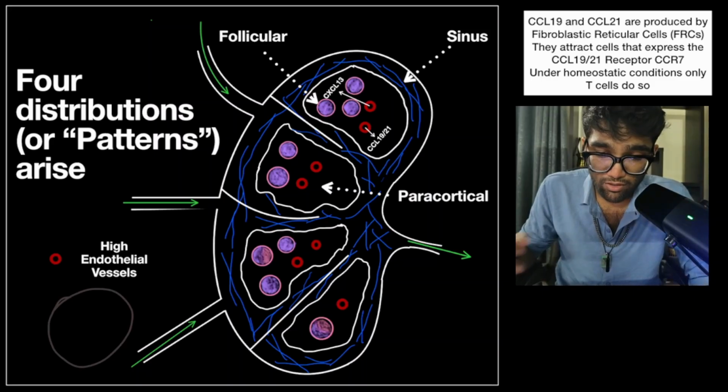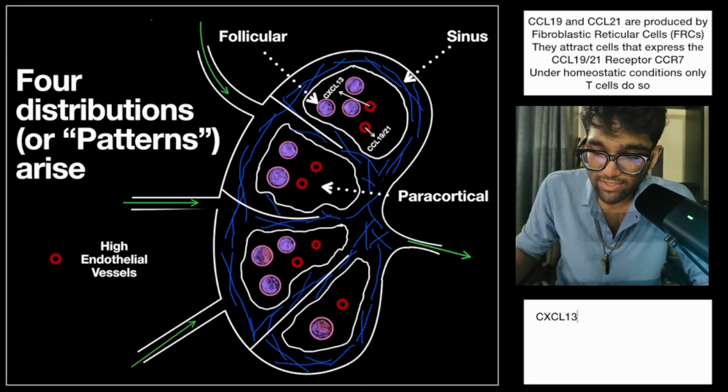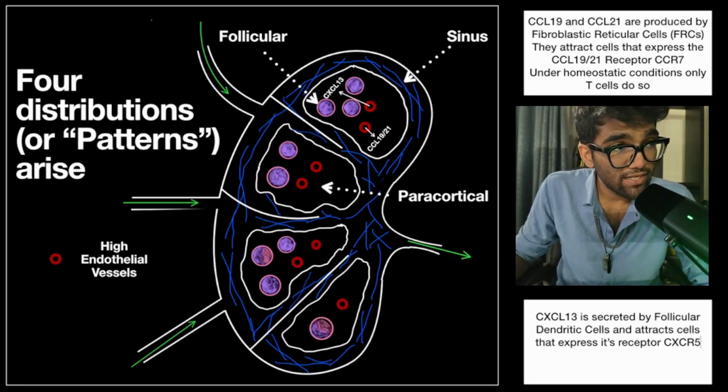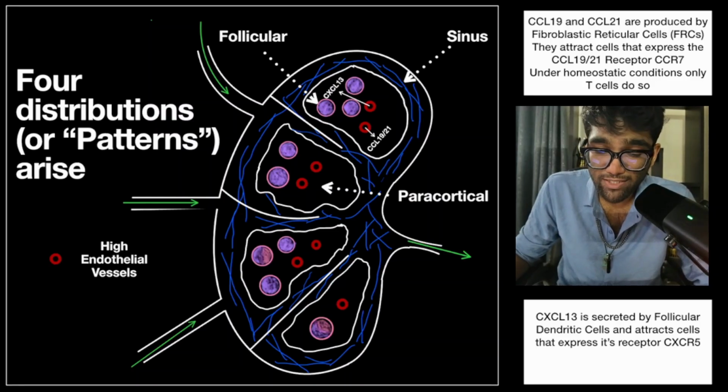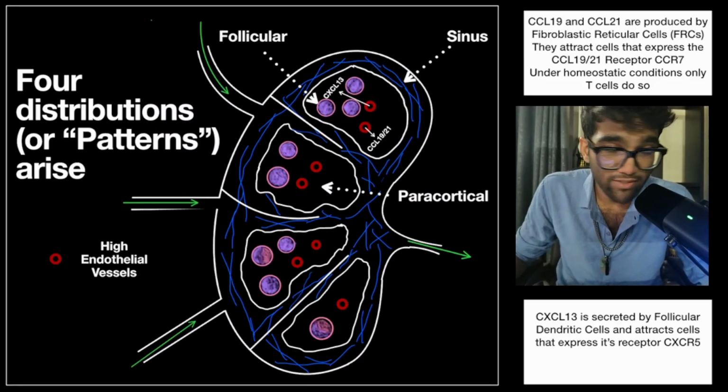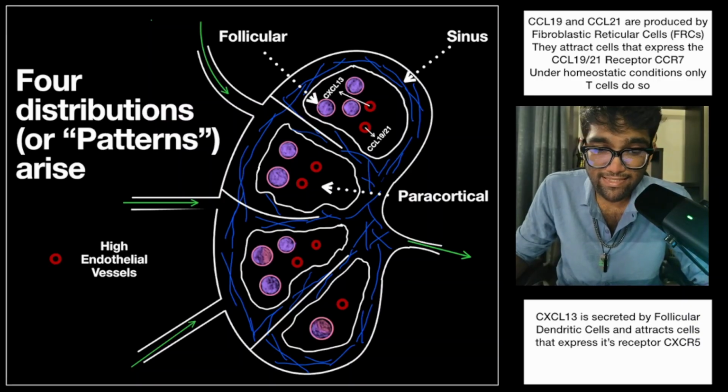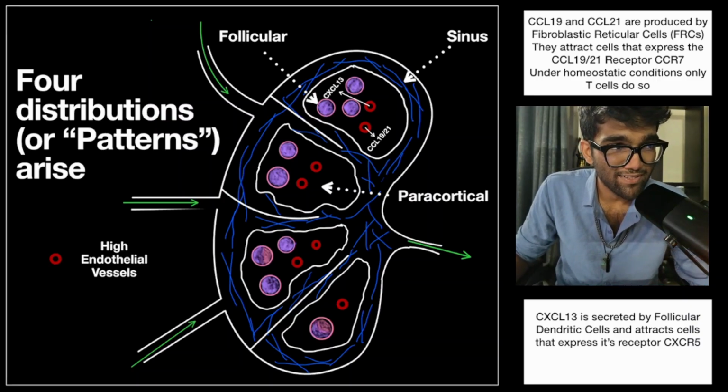Now, conversely, under homeostatic conditions, CXCL13 is secreted by the follicular dendritic cell. This is a type of dendritic cell that is present within the cortex of the lymph node, and it secretes CXCL13. Okay, and you'll understand just subsequently why this is relevant.